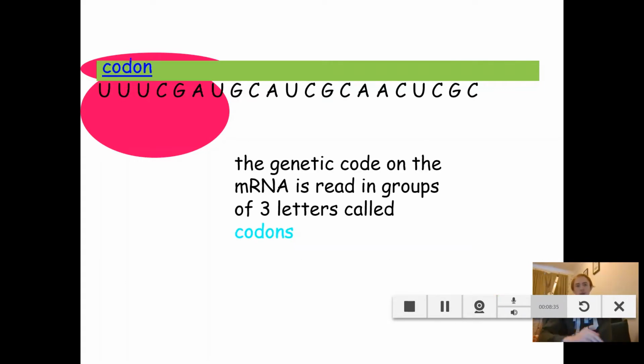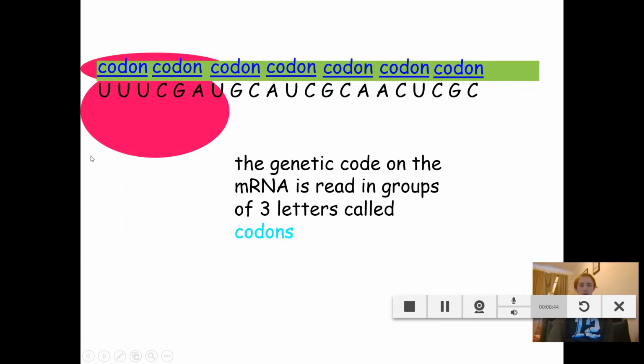Now, what do I mean by codon? I mean 3 bases on mRNA. So, there is 1 codon there, and there's a load of codons there. Every 3 bases is called a codon. Remember, I'm going to be going back over this in a second, so please don't scramble to write notes.